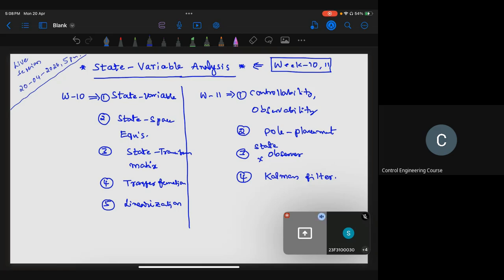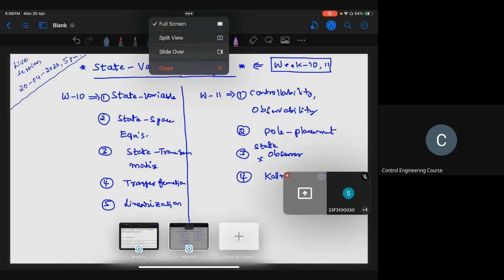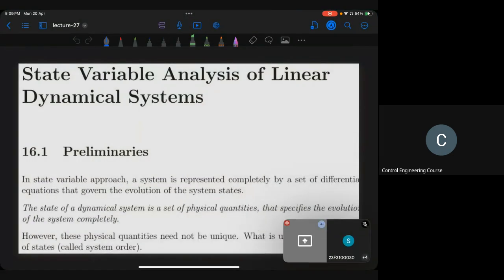So assuming that these are all part of this state variable analysis, let us try to understand one by one, and we'll try to see one example for each topic also, so that you will have a better understanding. So let me show my slides. If you're getting any doubt, you can ask me directly.